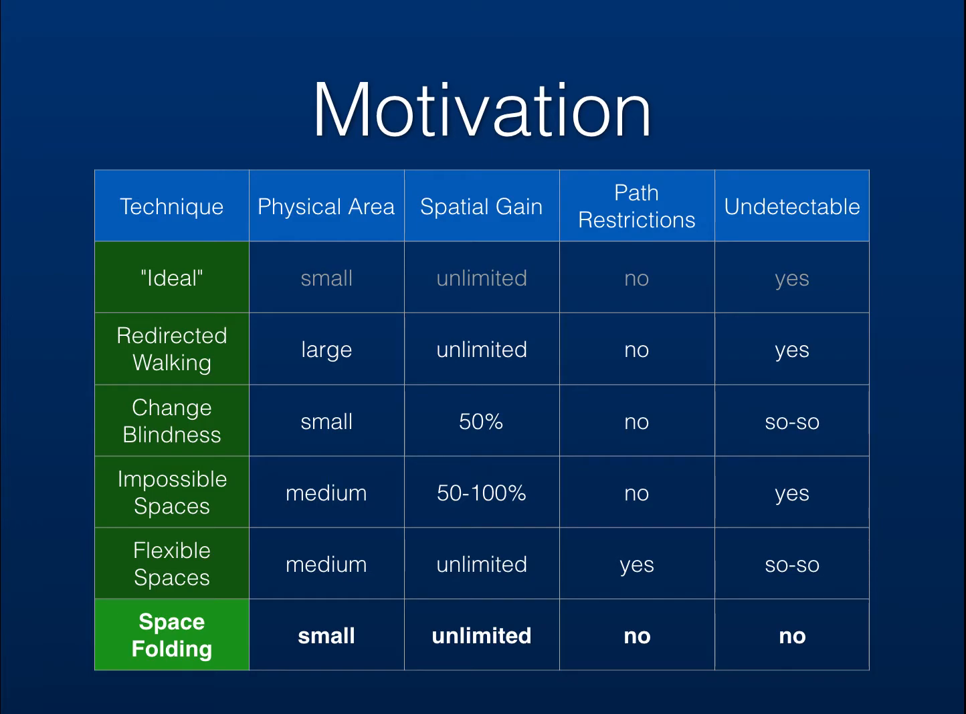In comparison, the new space folding technique works in a physical space as small as 2 by 3 meters. It allows for unlimited spatial gain, and it allows the user to navigate freely. The main drawback compared to the other techniques is that we make no attempt to hide the spatial manipulation from the user, but a pilot study suggests that users are not bothered by it.